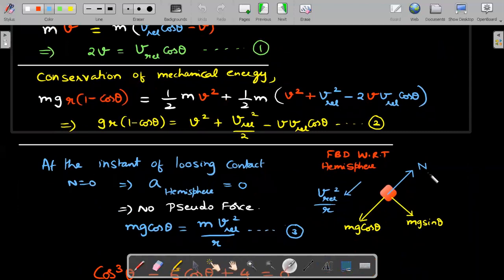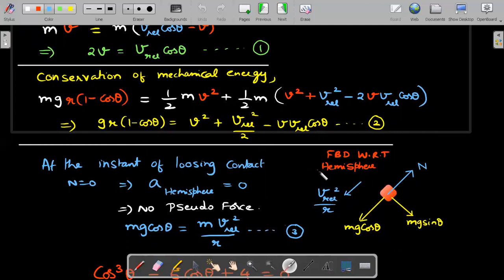As you can see on the right side, I have drawn the free body diagram with respect to the hemisphere. The reason is very simple. The path of the block is easier to track as an arc with respect to the hemisphere. Okay, right. So I've taken the components of its weight, mg cos theta, mg sin theta, and the normal reaction.